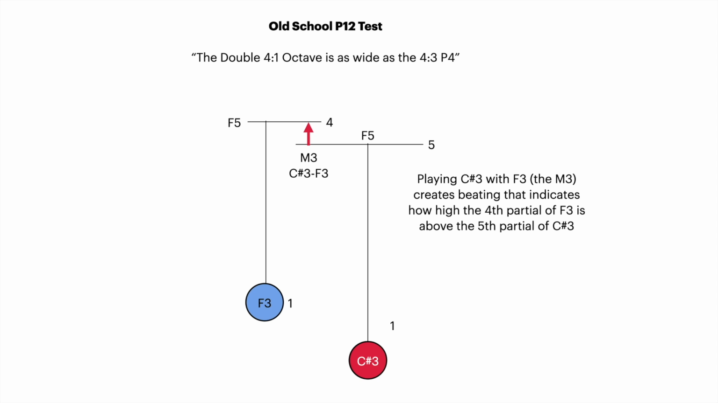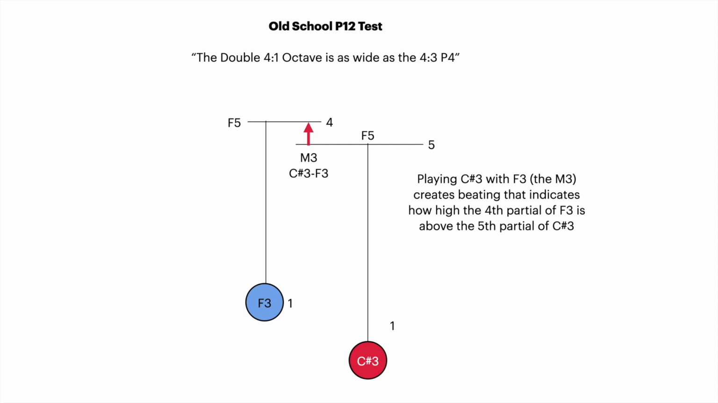Playing C#3 with F3 produces a major third, and it creates beating that indicates, now listen, this is important to understand. If you want to understand how check notes work, you have to understand this concept. Playing C#3 with F3 creates beating that indicates how high the fourth partial of F3 is above the fifth partial of C#3. If the fourth partial of F3 is at the same frequency as the fifth partial of C#3, there will be no beating. But because it's a little bit higher on purpose, that's how we set the C#3, that's how we set check notes, there will be beating that indicates exactly how high that fourth partial of F3 is.